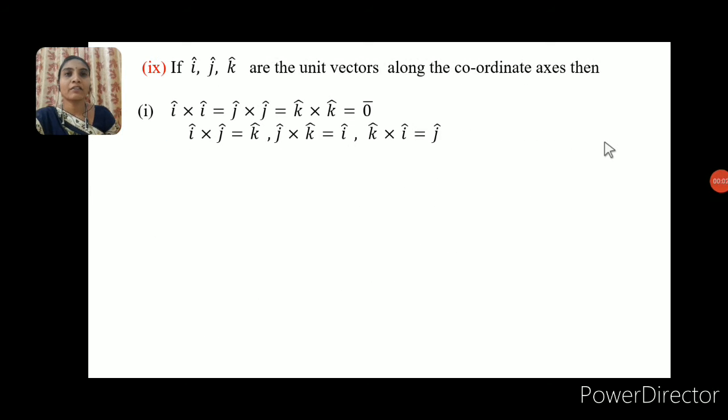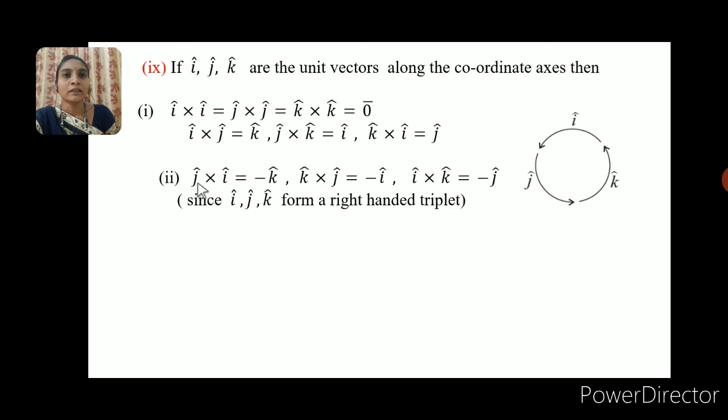9th remark, if i cap, j cap, k cap are the unit vectors along the coordinate axis, then first, i cap cross i cap is equal to j cap cross j cap is equal to k cap cross k cap is equal to 0 bar, that is, cross product of same vector is equal to 0 bar. i cap cross j cap is equal to k cap, j cap cross k cap is equal to i cap, and k cap cross i cap is equal to j cap.